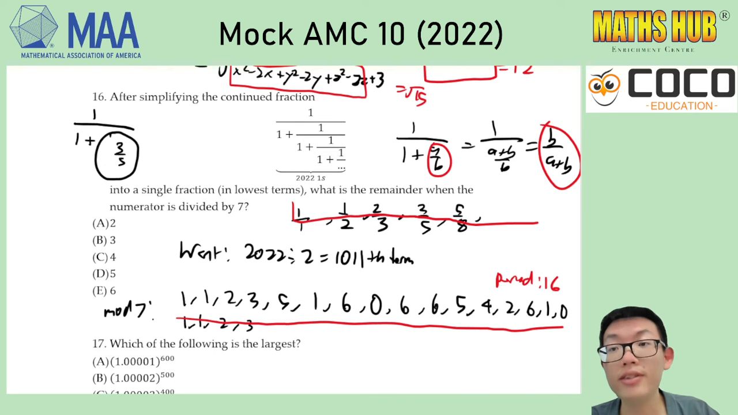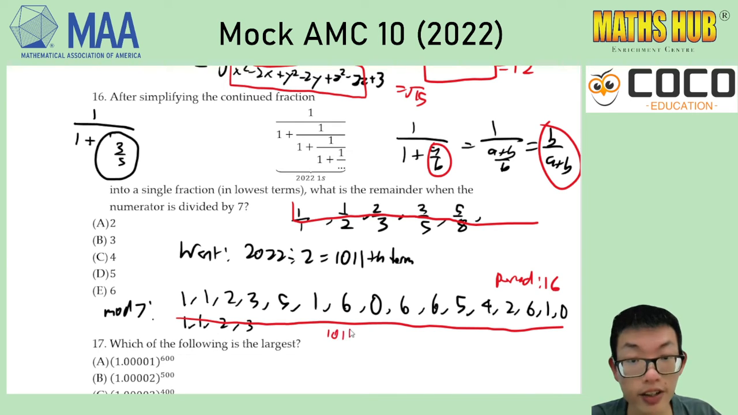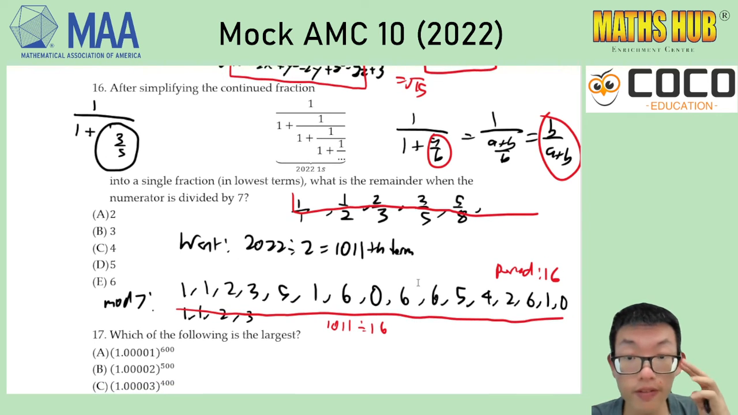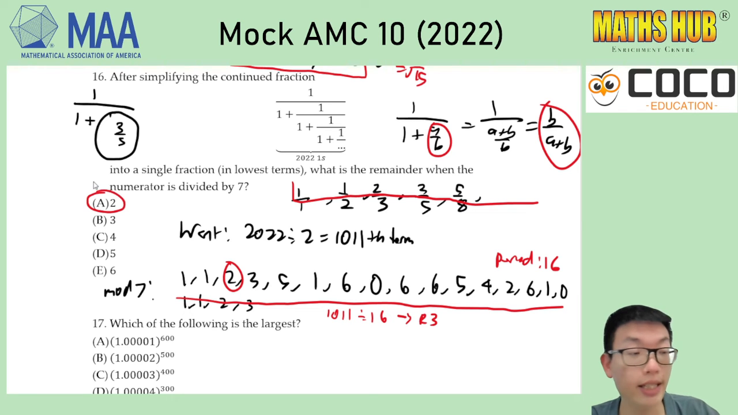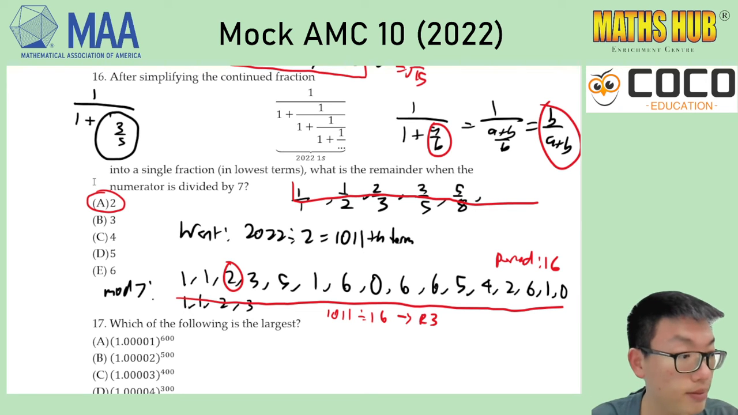And so all I need to do is to take 11 divided by 16. If I take 11 divided by 16, I should be getting a remainder of 3. And so it would be the third term, which is 2. And that means my answer is option A.